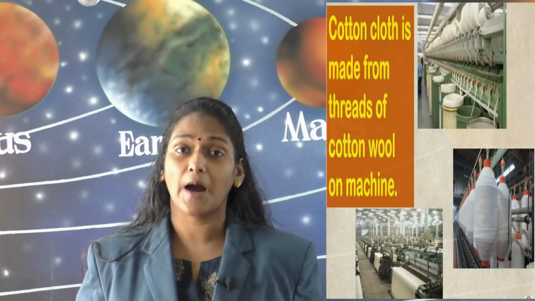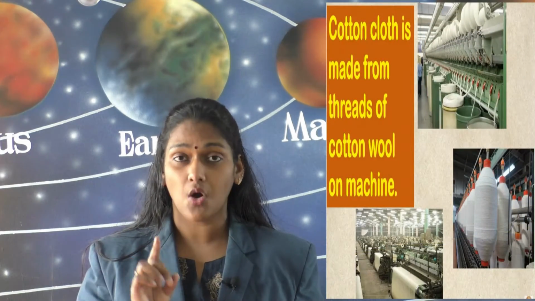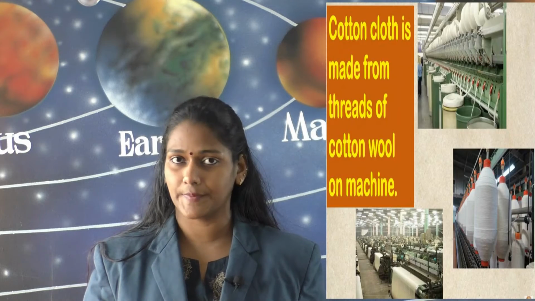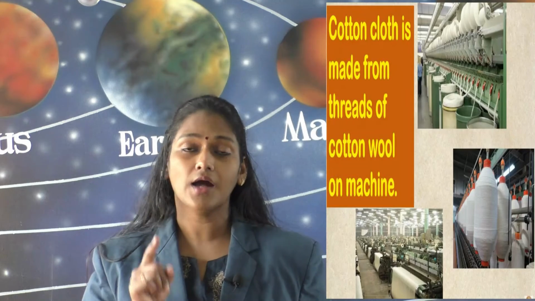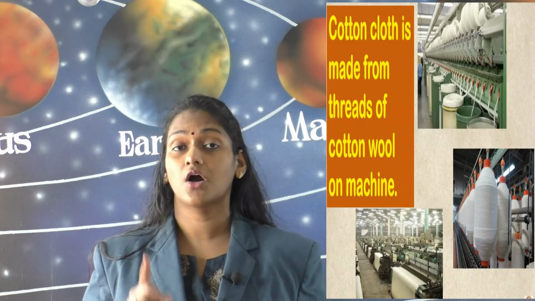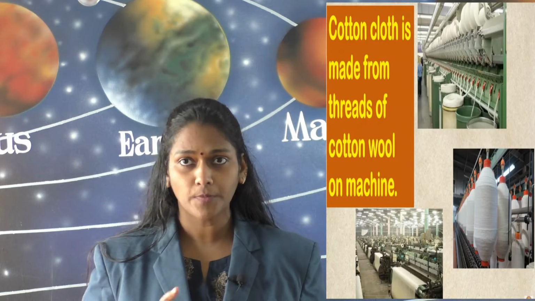But nowadays, the same process is carried out on machines. Now people are not using the spinning wheel because it takes a long time to make thread. So now we all use machines to make thread. So cotton clothes are made from threads of cotton wool. I hope you understood the whole process.